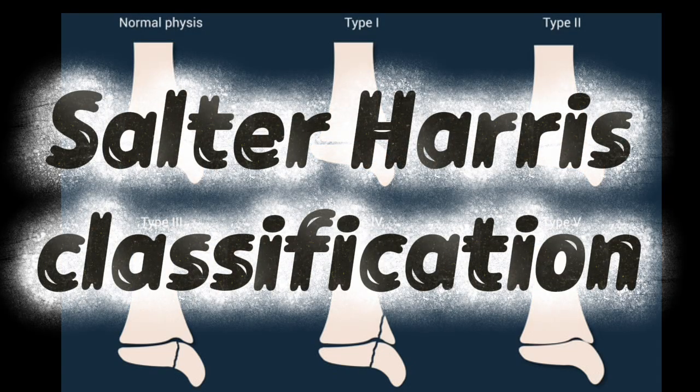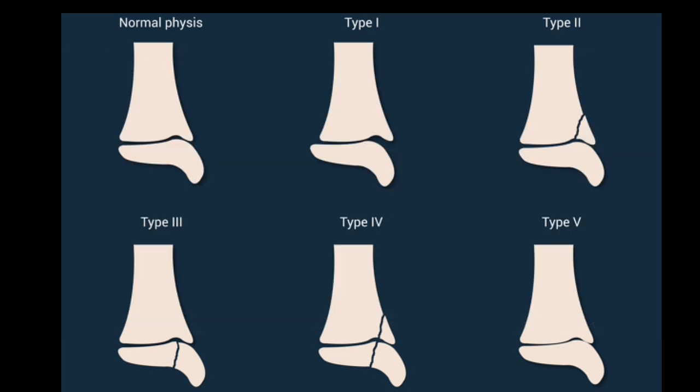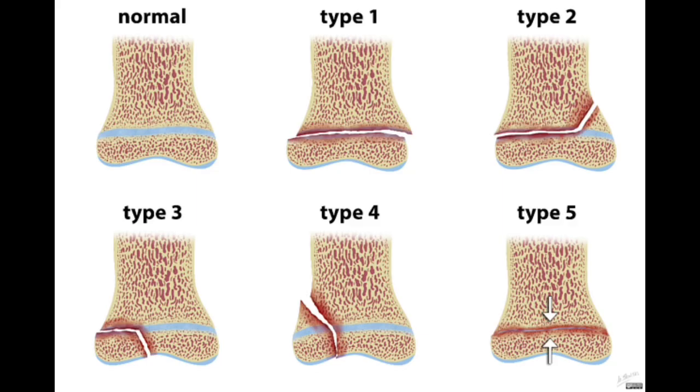Salter-Harris classification is a classification used to describe fractures involving the growth plate in children, making this classification a very important one because growth plate can affect the bone growth. Salter-Harris classification has 5 types. Type 1, the fracture is through the growth plate only.